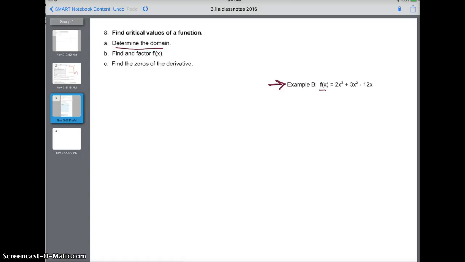So if we look at 2x cubed plus 3x squared minus 12x, there are no variables in the denominator. There are no variables under the radical. This is not a log function. Therefore, our domain is all reals. All right.